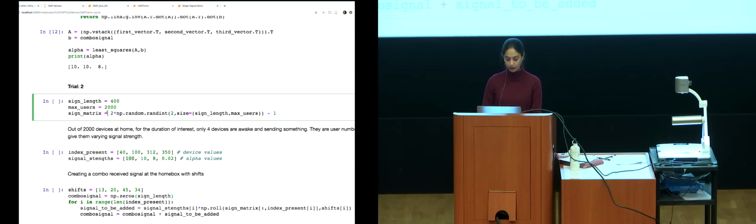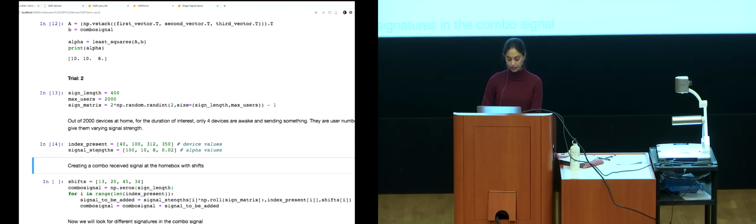So let's say we have, again, the same setup, code length of 400, 2,000 users. We again make the same signatures. Let's say now there's these 4 devices present, 40, 100, 312, and 350. And the signal strengths are now different orders of magnitude. Order of magnitude is basically how big is alpha? So 1 and 10, we say, are different orders of magnitude. 1 and 0.1 are 2 orders of magnitude different.